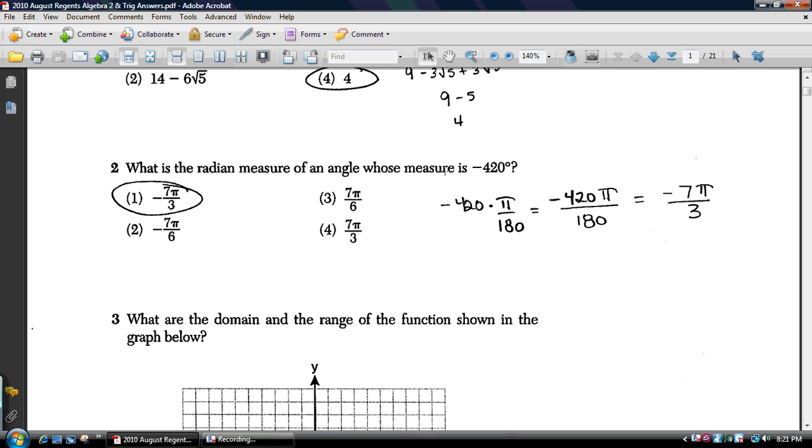What's the radian measure of an angle whose measure is -420? Here's what you do. Anytime you want to convert from degrees to radians, you multiply by pi over 180. Top times top, bottom times bottom. This is the same thing as 420 over 1. Reduce these in your calculator, and it simplifies down to 7 pi over 3.